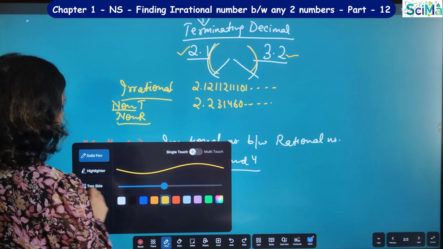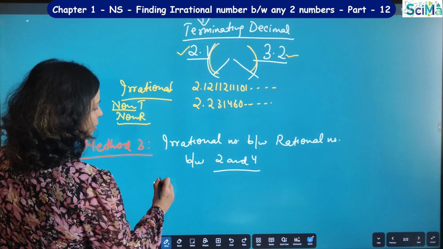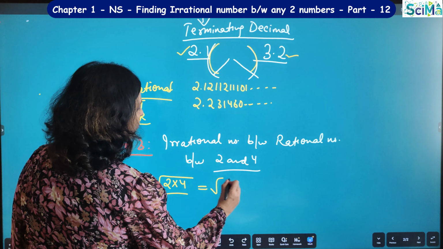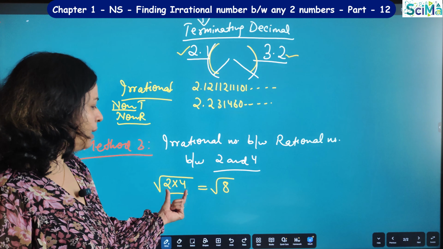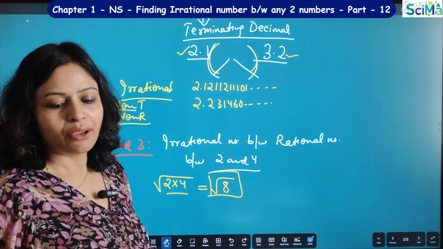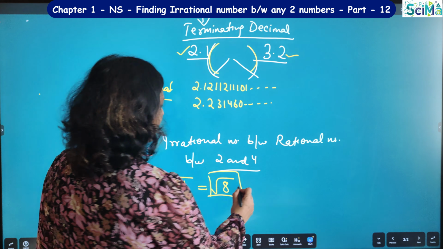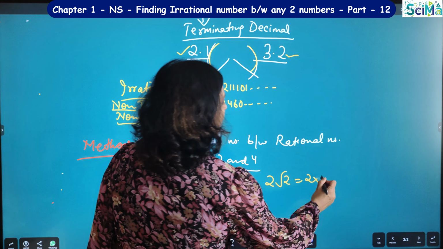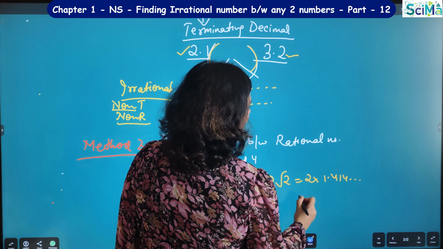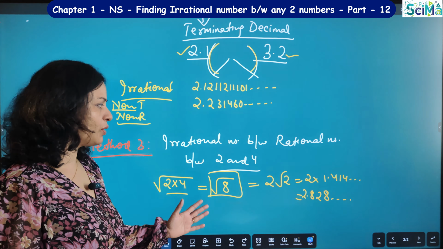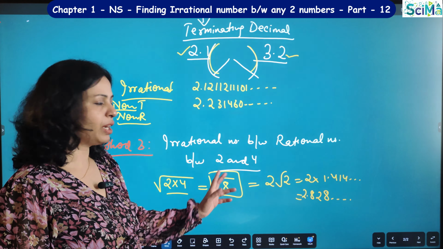It's very easy here. You will put a root. Inside the root you will write these two numbers and multiply. So what do we get? Root 8. The number which you multiply and put under the root, that root 8 will be between 2 and 4. Root 8 can be written as 2 root 2, which is 2 into root 2 value, if you can remember, 1.414. So you will get 2.828, and it is non-terminating and non-repeating. So you get an irrational number between any two rational numbers by this method.